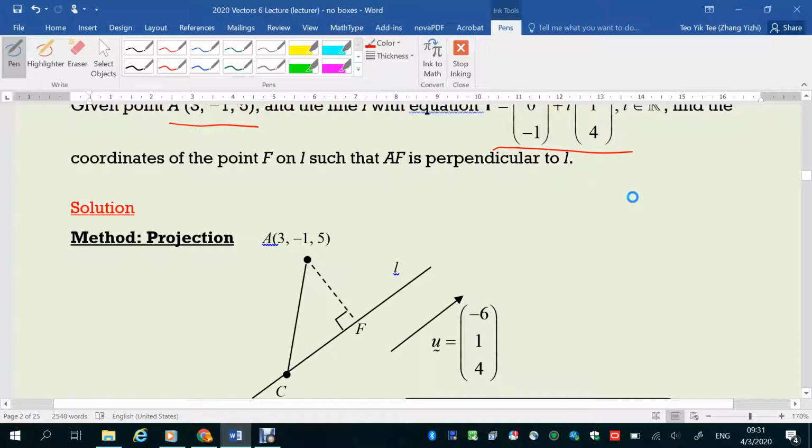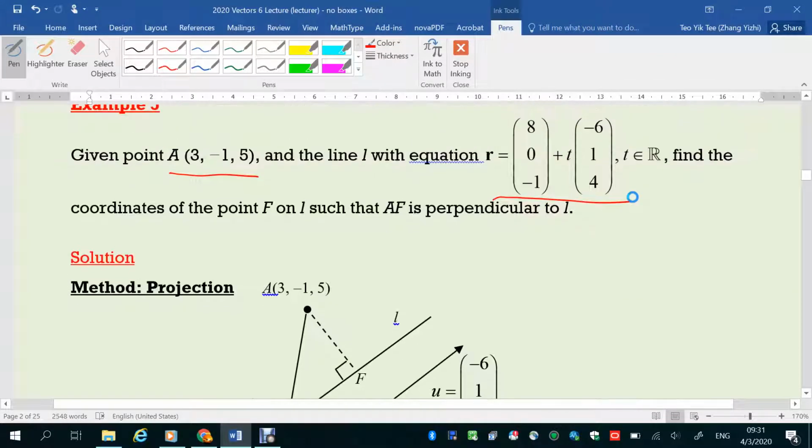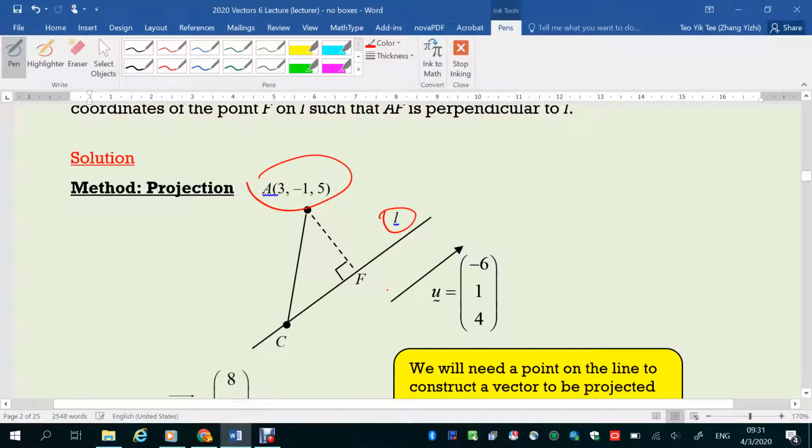Okay, so let's put everything together diagrammatically. You have a point A, you have the line L given here, and then you have point F on L such that AF is perpendicular to L. So for sure, F must be directly below: you draw a line down and make sure that this is 90 degrees. This is the position of your F. Diagrammatically, this is what is happening, and your job is to find the position vector of F.